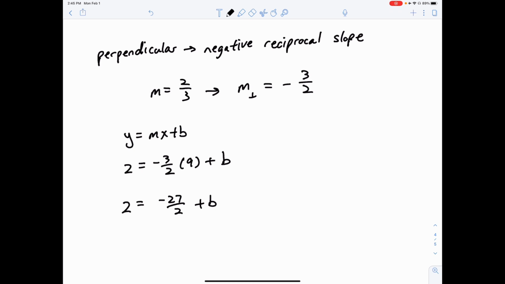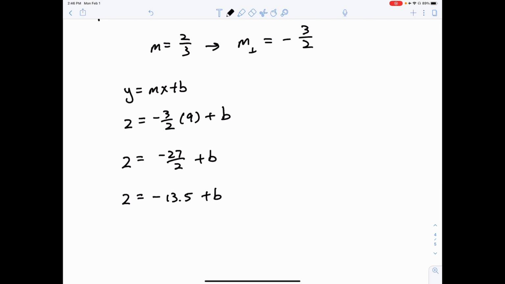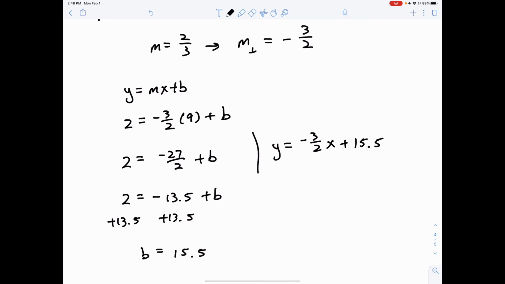For some of us, it might be easier to convert the fraction into a decimal. So you can also read it as 2 is equal to negative 27 divided by 2, which gives us negative 13.5 plus b. If I want to solve for b here, I'm going to add 13.5 to both sides, and we get that b is equal to 15.5. So your final equation will be y is equal to negative 3 over 2 x plus 15.5.